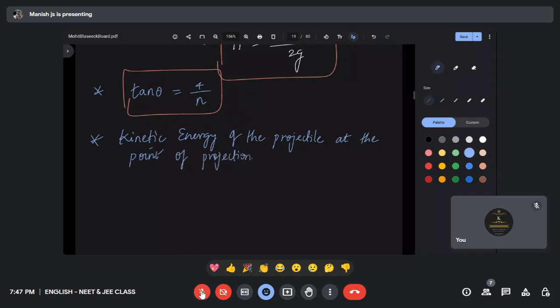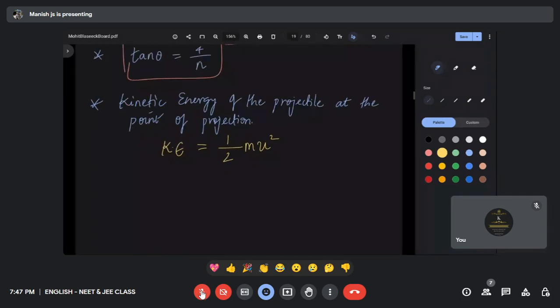Okay. So that's given by KE is equal to, the formula for kinetic energy everybody knows, half mv squared. Here we will not write mv squared, instead we will write mu squared, because it's the initial velocity component, half mu squared. Okay, so this is the basic formula.